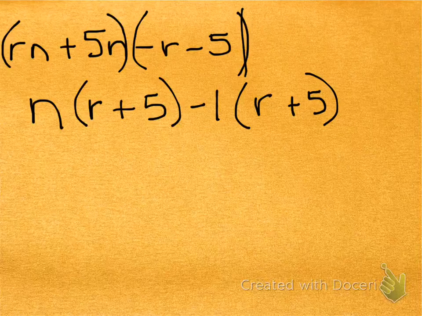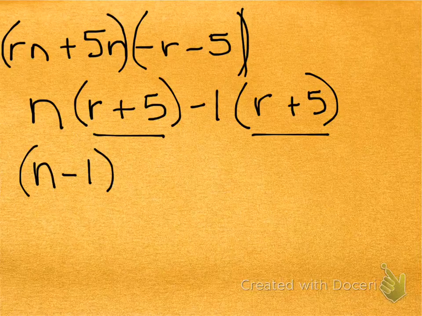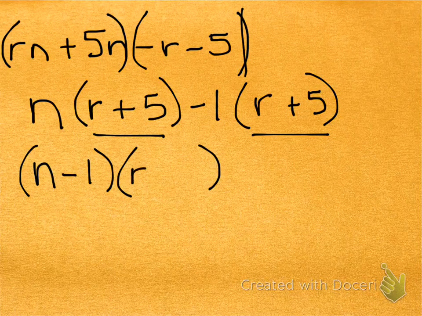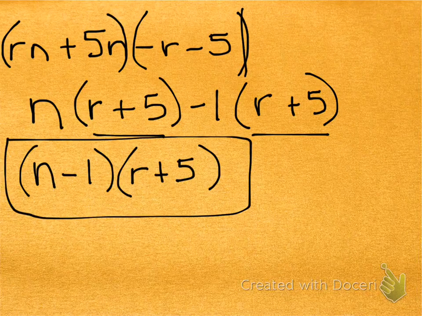Your goal is to get both sets of parentheses with the same 2 terms. So for your final answer, you write what's outside the parentheses as one group, and then what's inside the parentheses, since it's the same, you write once, as your other group. So this would be my final answer.